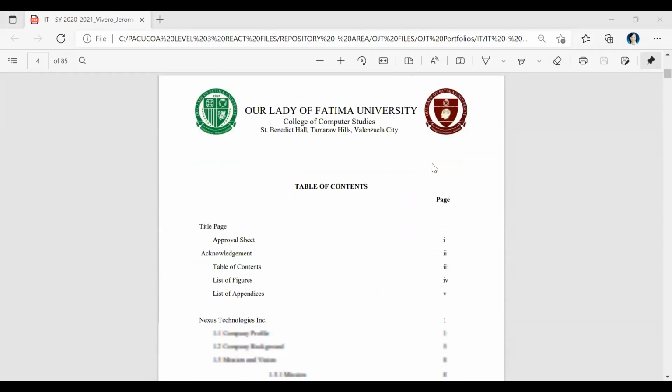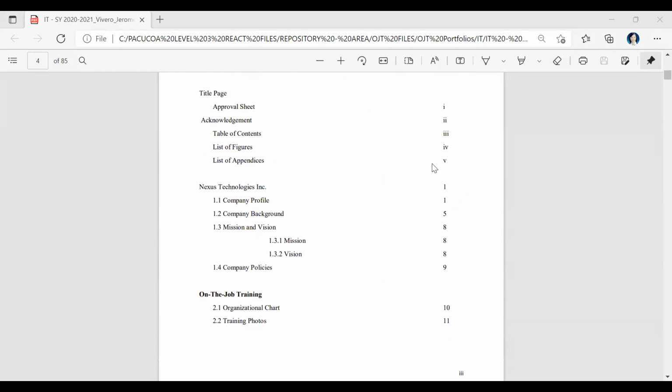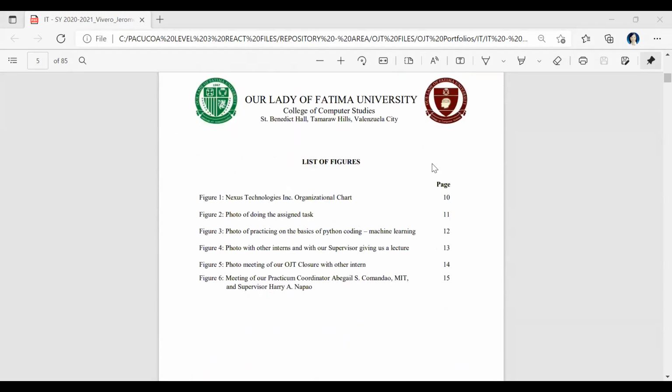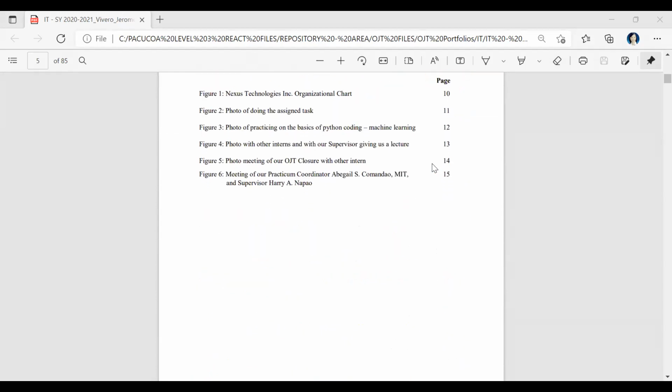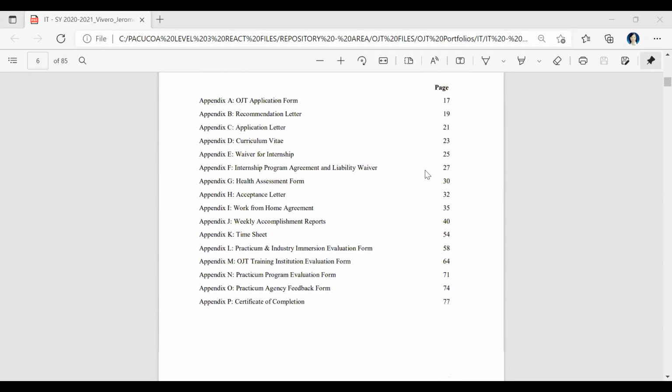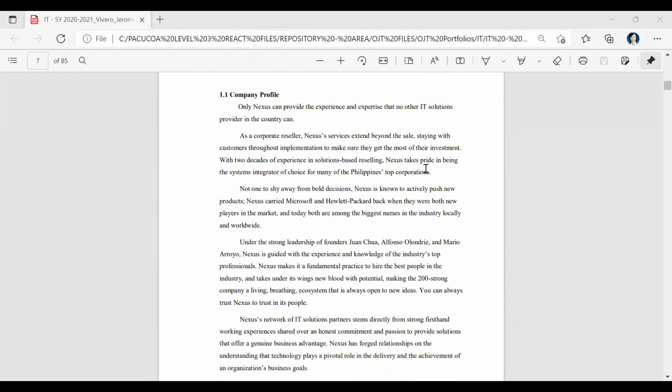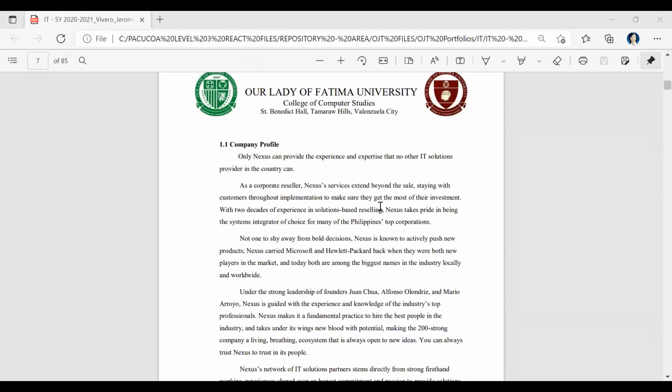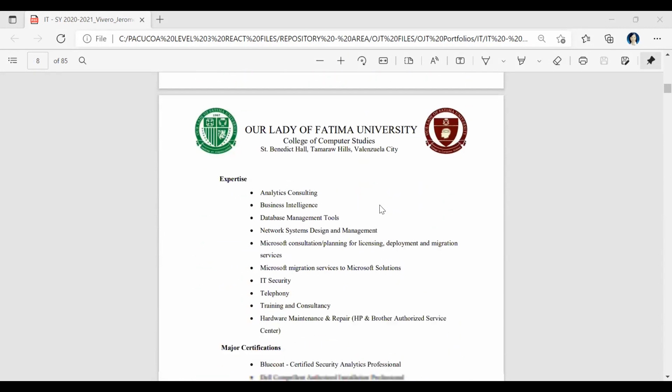Then you have acknowledgement. These are the different table of contents, the list of figures. So always in third person. And of course, the appendices. So this is your company profile. You have to ask this from your superior, or you can check out their website.